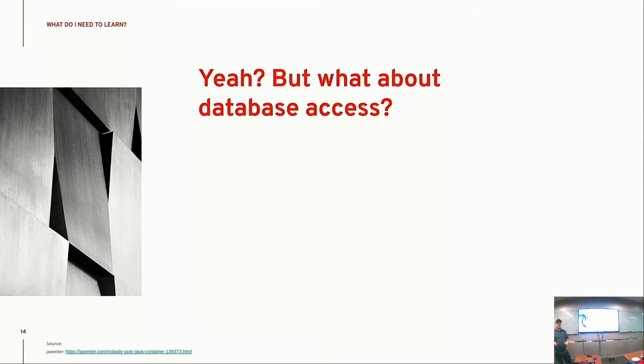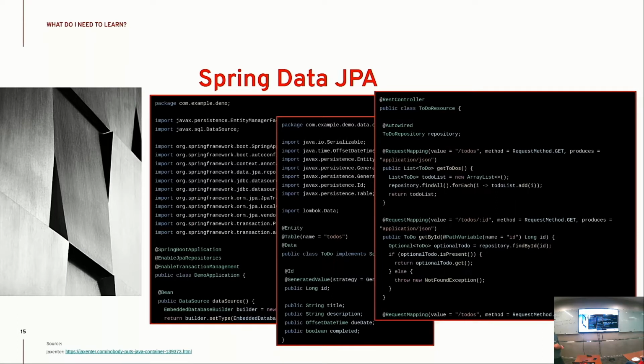All right, what about database access? I know a lot of developers love Spring Boot because of repositories. They're super easy to write database access in. What about doing data access in Quarkus? Well, here is a very basic implementation using Spring Data JPA. So you have your data source, your application configuration bean for Spring. You have your entity, in this case a to-do app, and you have your REST controller that implements and uses your repository.